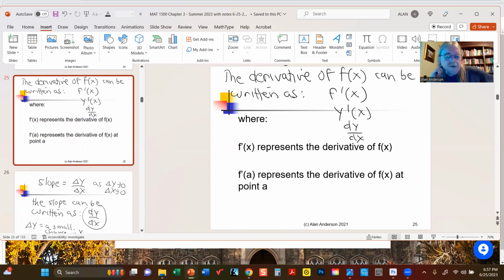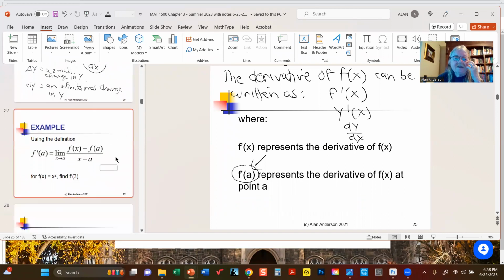Now, as far as the f prime notation goes, you can see one of the advantages right here. I can write f prime of a to remind me that I'm looking for the derivative at a specific point. So you can see I can't do that with dy dx or y prime. So if I need to know what it is at a particular point, then the easiest way to write this is f prime of a. Okay, so typically we'll see them all used interchangeably, but sometimes one of them is more convenient than others.